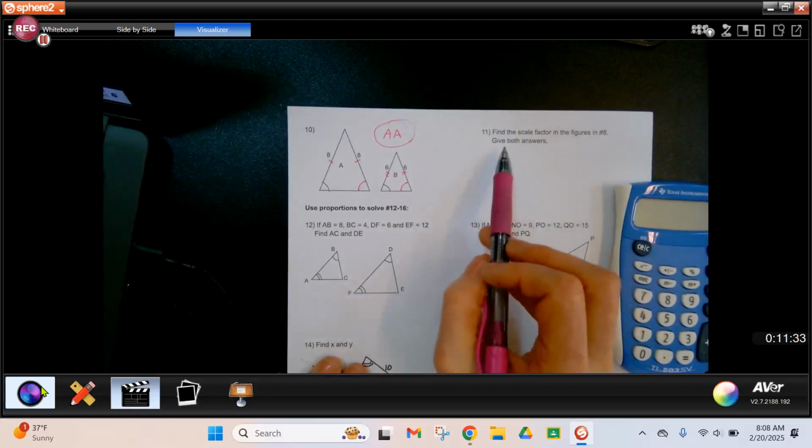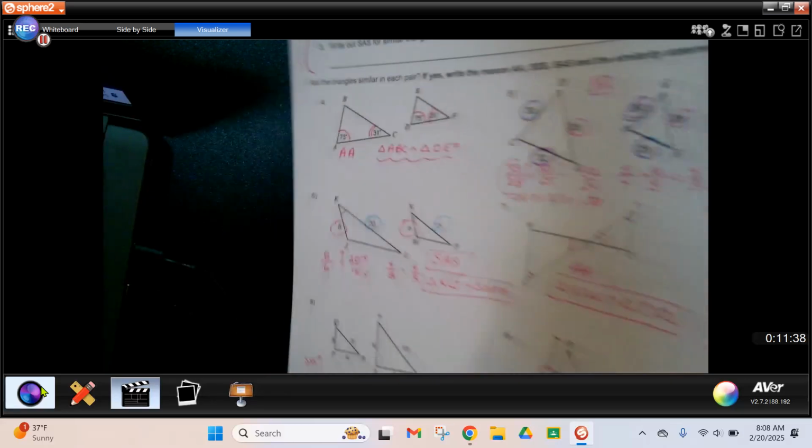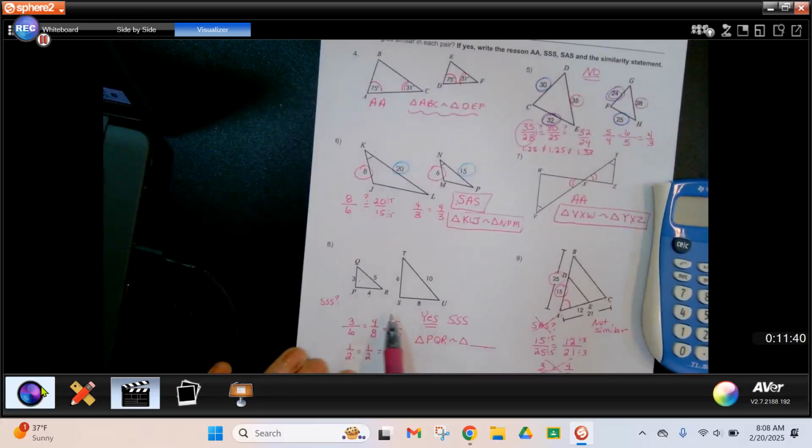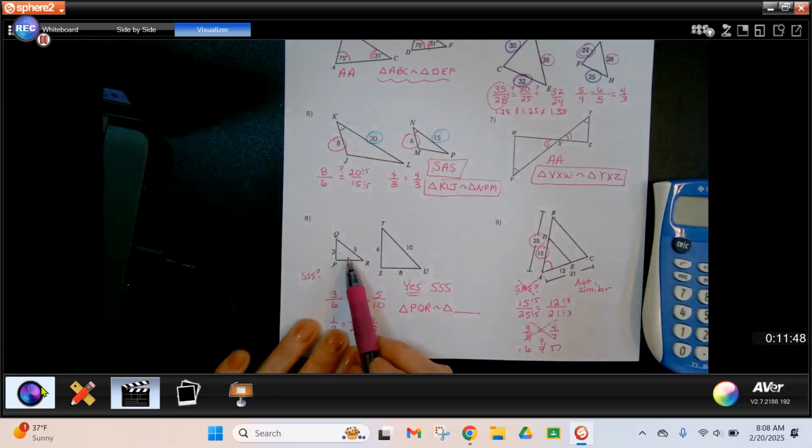Number 11, can you find the scale factors in the figures in number 8? So let's go over to number 8, and we need to find the scale factor. It says, give both answers. So what that means is we need to find the ratio or the scale factor from the small triangle to the big triangle, and then from the big triangle to the small triangle.